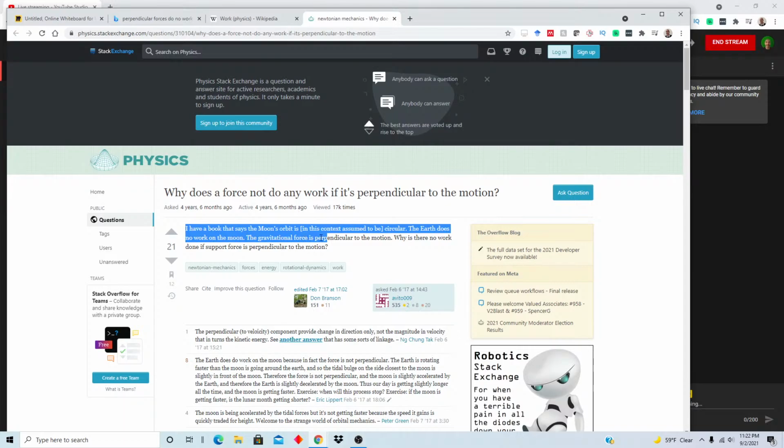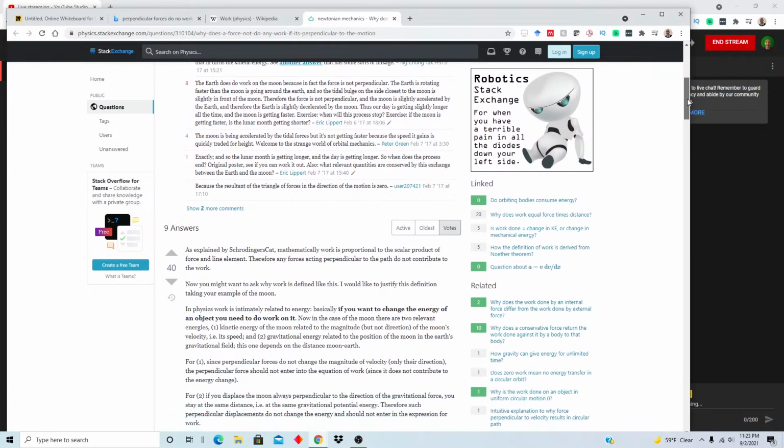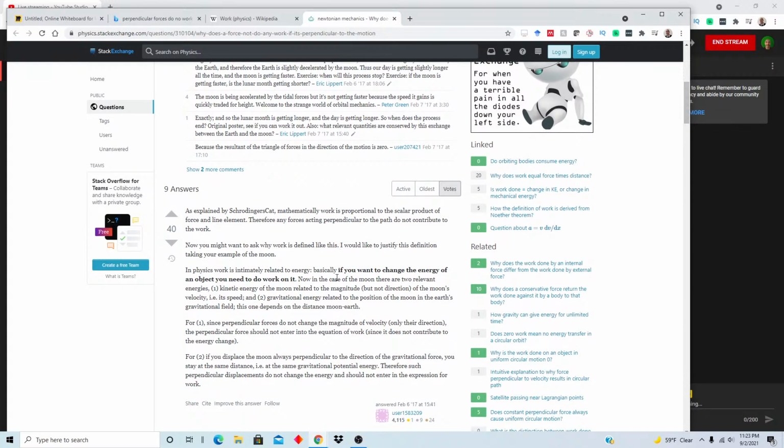Because the gravitational force is perpendicular to the motion. Why is there no work done if the support force is perpendicular to the motion? Yeah, it says if you want to change the energy of an object, you need to do work on it. That's interesting because I demonstrated a case where you are pulling on this string. You're technically doing work.